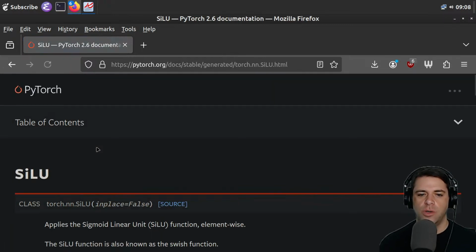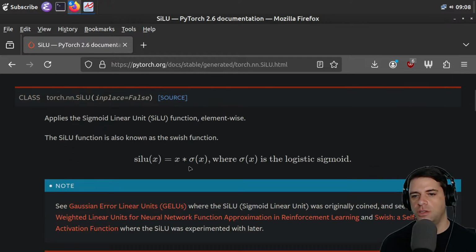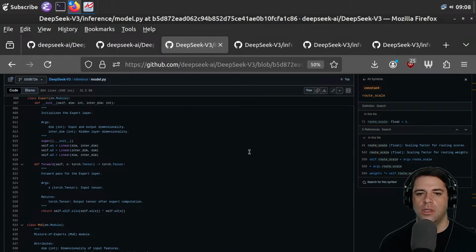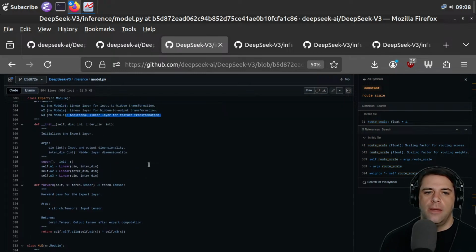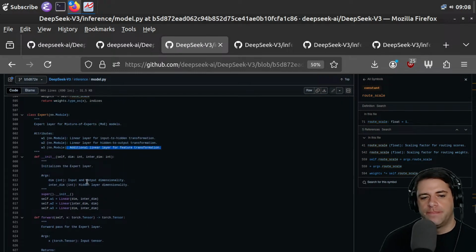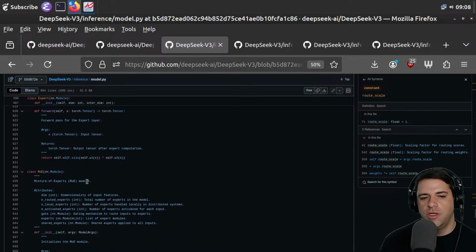Okay, SiLU is the sigmoid linear unit function, also known as the swish function. So you're just multiplying, I guess, by a logistic sigmoid. Okay. So the expert's really simple. And then mixture of experts.